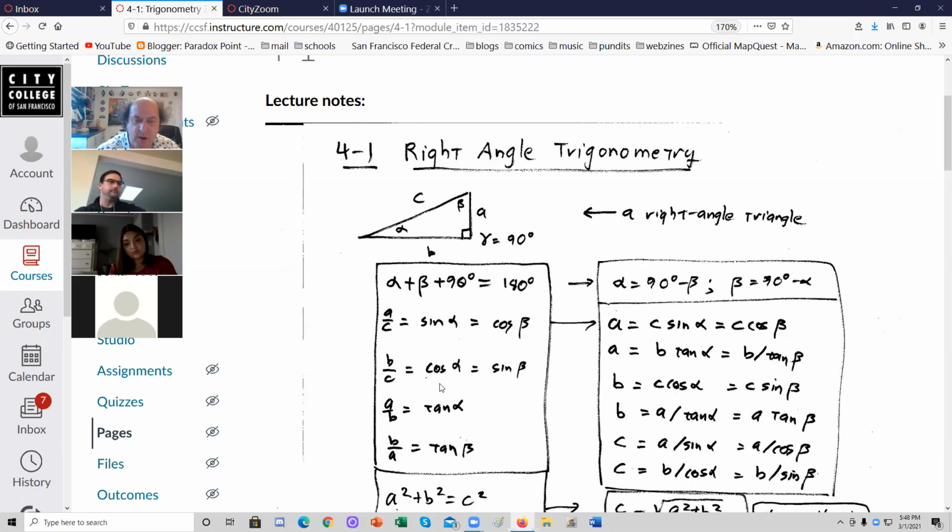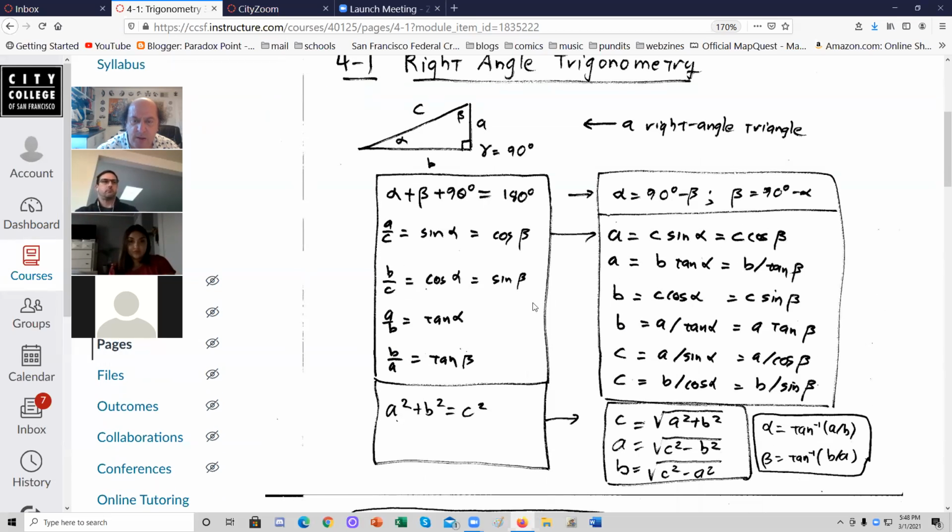From here, we can transpose the C and get that B equals C cosine alpha, and also equals C sine beta. From here, we do some transposing. You get B equals A over tan alpha, and transposing here, B equals A tan beta. And then from here and some transposing, C equals A over sine alpha, and also A over cosine beta. C equals B over cosine alpha, and B over sine beta.